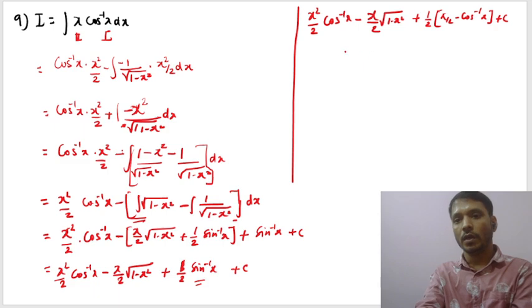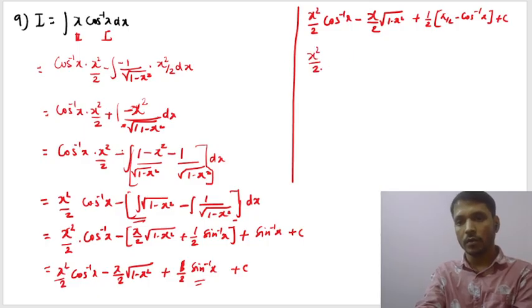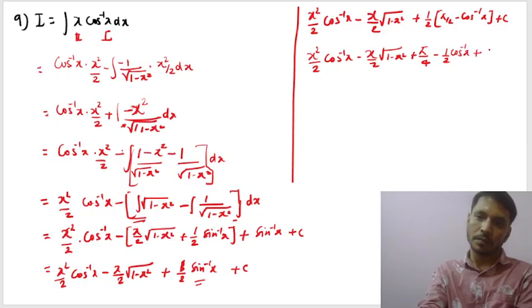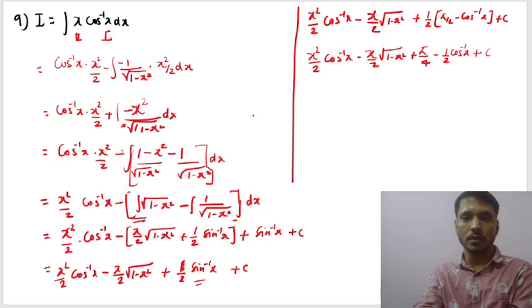So here we have cos inverse, here also we have cos inverse. And now finally we can rewrite our answer: x square by 2 cos inverse x minus x by 2 under root of 1 minus x square, and here plus it will become pi by 4 minus 1 by 2 cos inverse x and then plus c. So this is the answer.